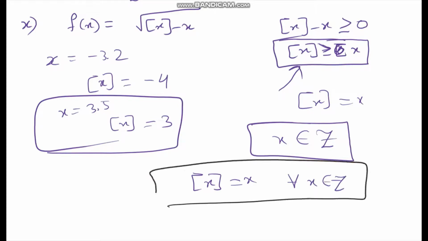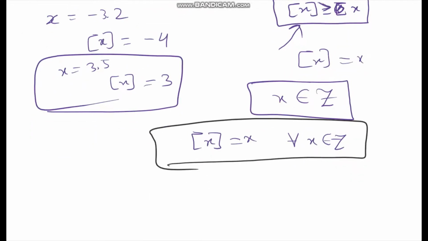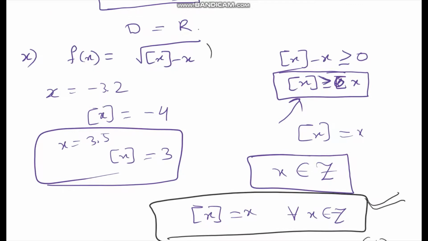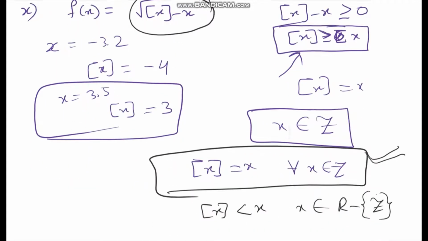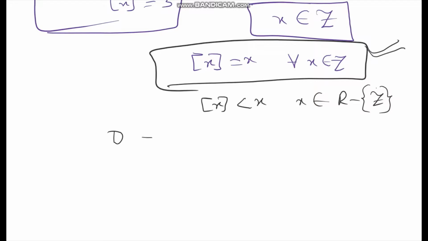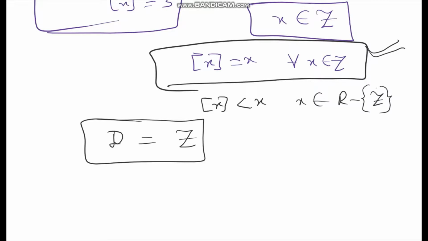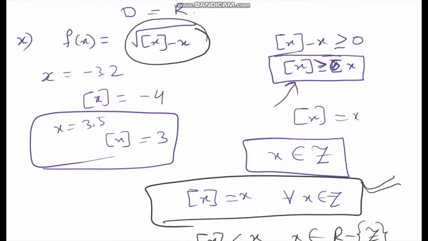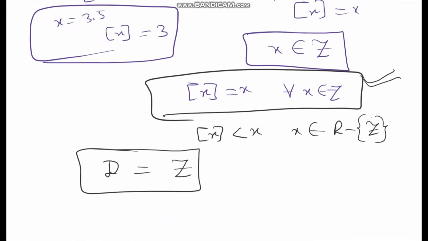But for decimal numbers, step x is always less than x, for x belonging to real numbers minus Z. So this condition is valid here because in the square root it can be equal to 0 when x belongs to integer values. So the domain equals the integer values. For all the remaining values, like the decimal or rational numbers, it is not defined because step x is always less than x.